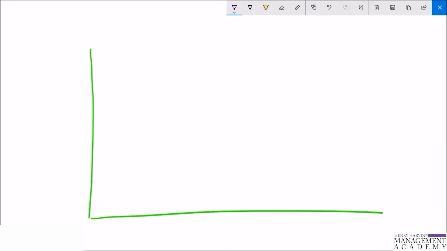One way of drawing the burn up chart is, so this is work and story points. Suppose this is around 40, and this is the days.